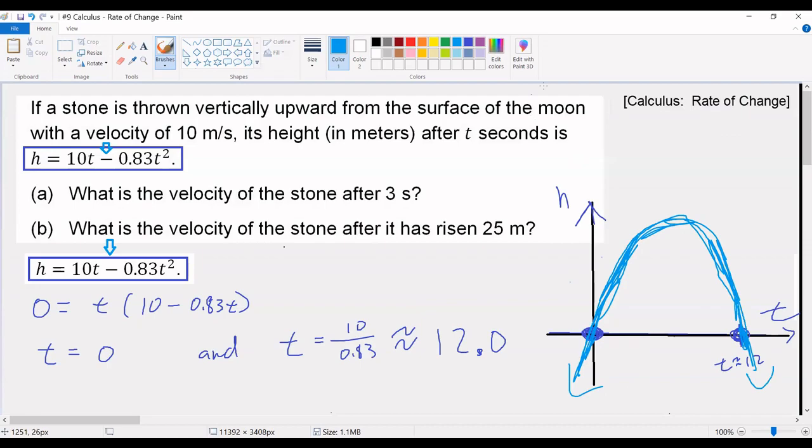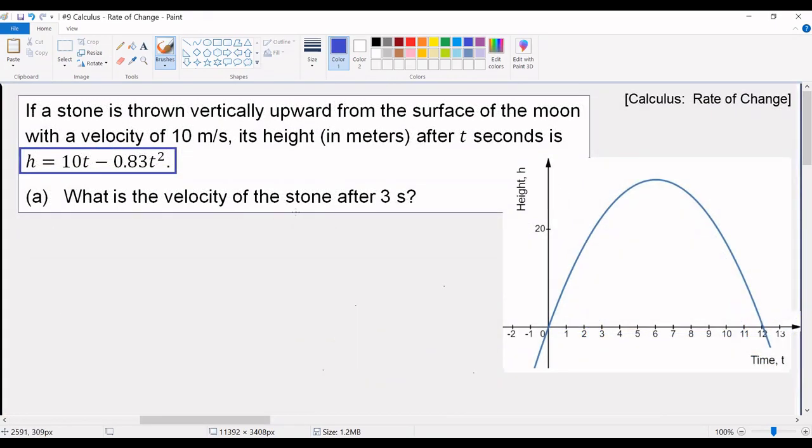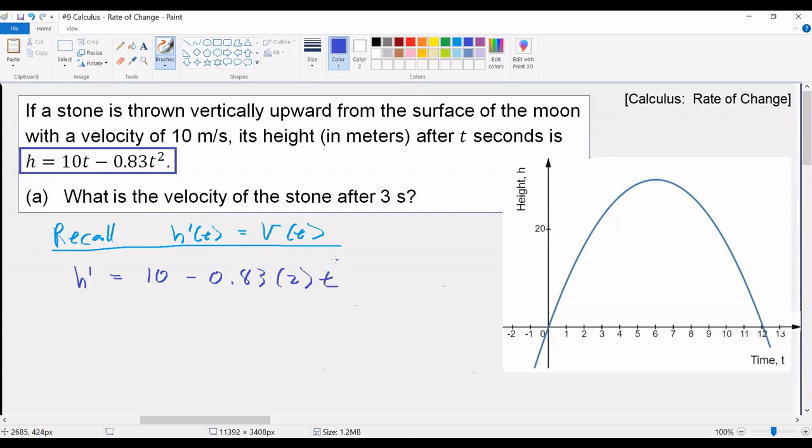Now moving on. Part A. We want to find the velocity of the stone after 3 seconds. First, let's recall that the derivative of the position function gives us the velocity function. So we take the derivative of our position function, and this gives us 10 minus 0.83 times 2, t to the power of 2 minus 1. Then we want to simplify. This leaves us with 10 minus 1.66t. And there you go. We now have our velocity function.